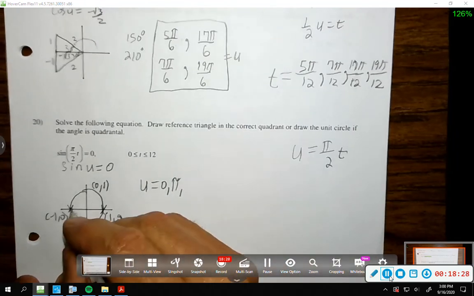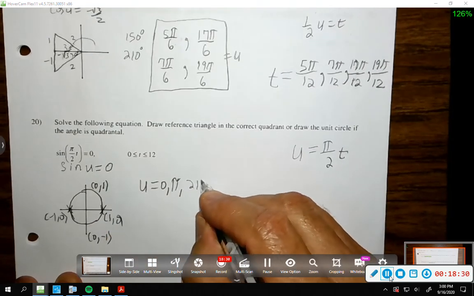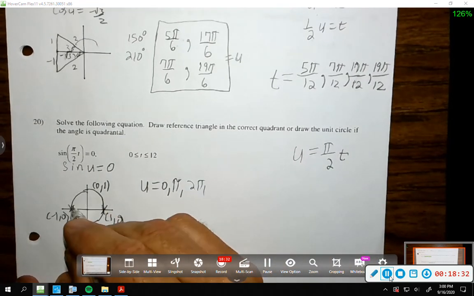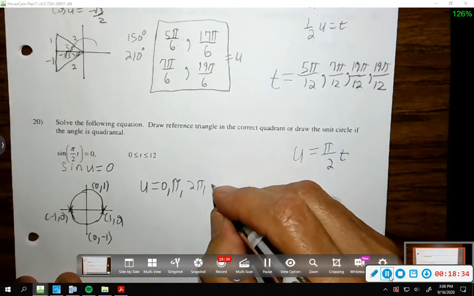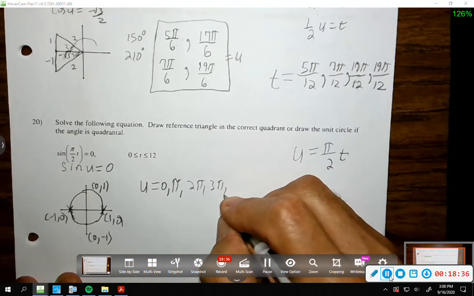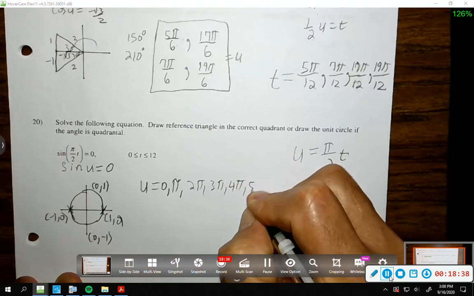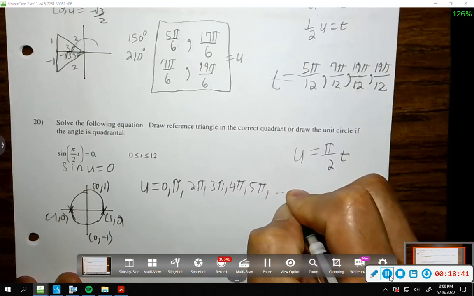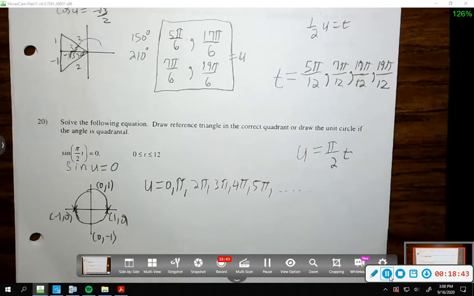But I could go 2 pi, 3 pi, 4 pi, 5 pi, and so on. I don't know how many I'm going to need, and I don't have to write them all out. Let's come back and look at this.